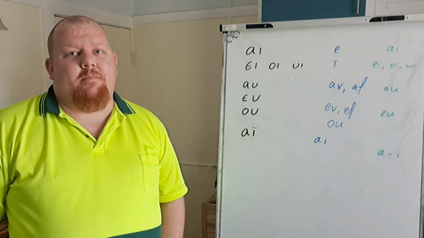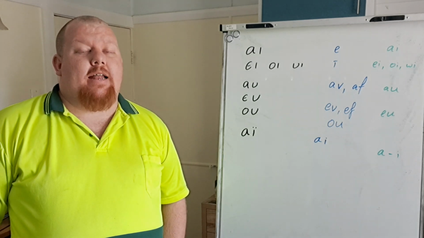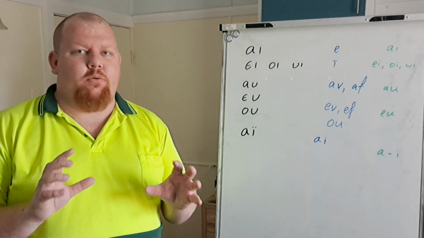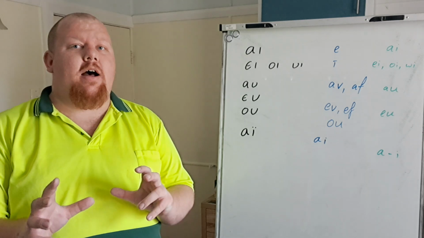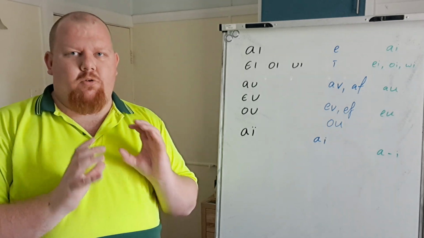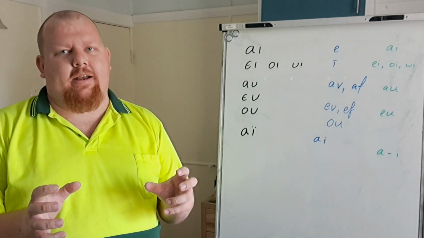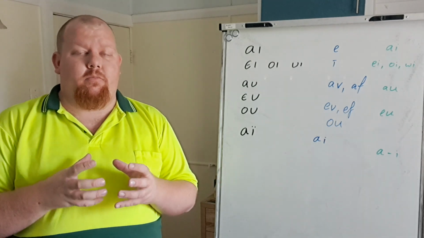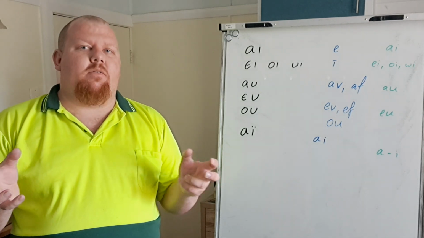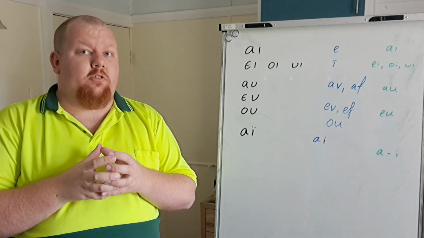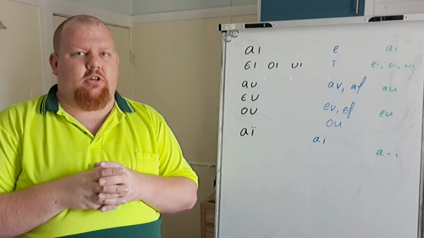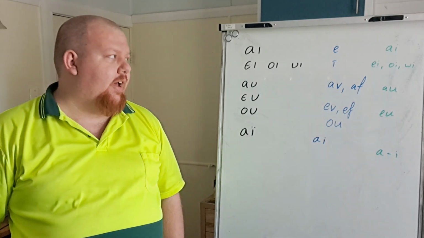My name is Ryan. Now today we're just going to be looking at diphthongs. A diphthong is a digraph, which is two writings, two letters that are put together to create a certain sound. A digraph refers to any two letters coming together. A diphthong is specifically two vowels coming together to produce a new sound.